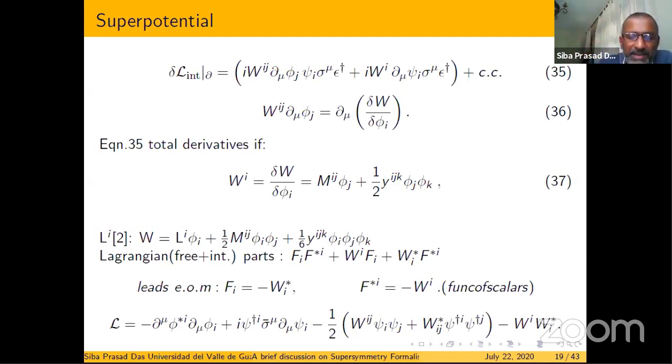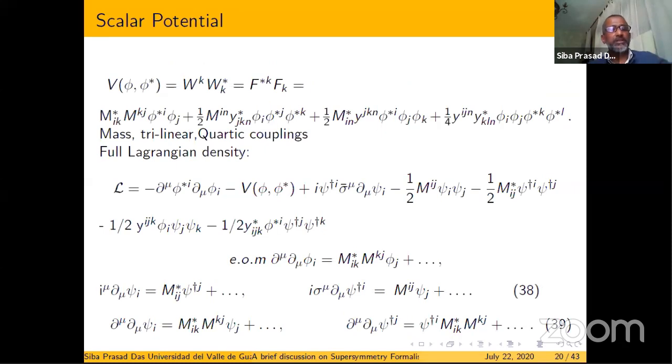Then you go back to the whole Lagrangian and replace F_i wherever it appears. You get the scalar kinetic term, the kinetic term for the fermion, and then the scalar terms. This is the fermionic mass term, and this is my W_i, with W_i star being F_i star. So this is my whole Lagrangian after fixing the whole term. This is called the scalar potential of my chiral field, or the matter field.